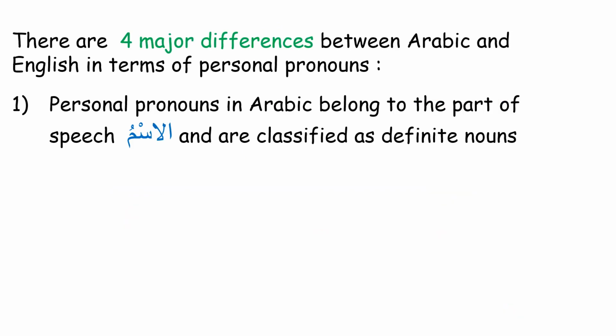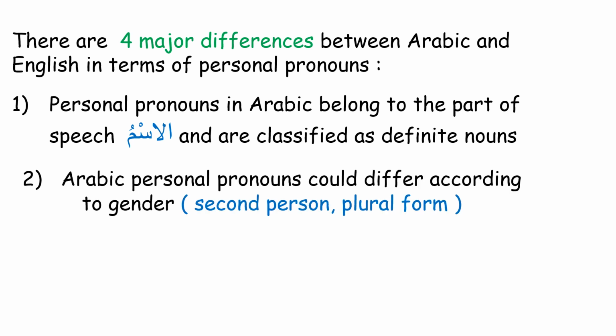And you know what? Since we are talking about differences between Arabic and English, let's state all of them for the record and then move on. In fact, there are 4 major differences between English and Arabic in terms of personal pronouns. Number 1 has already been stated, which is the fact that they belong to the part of speech al-ismu and are classified as definite nouns.